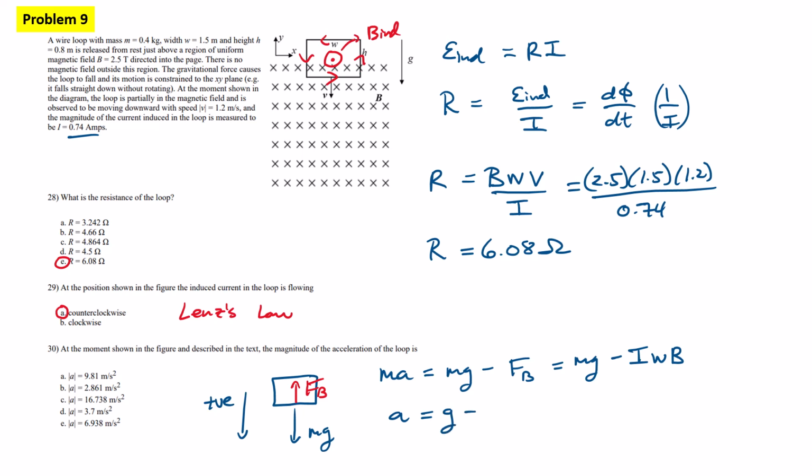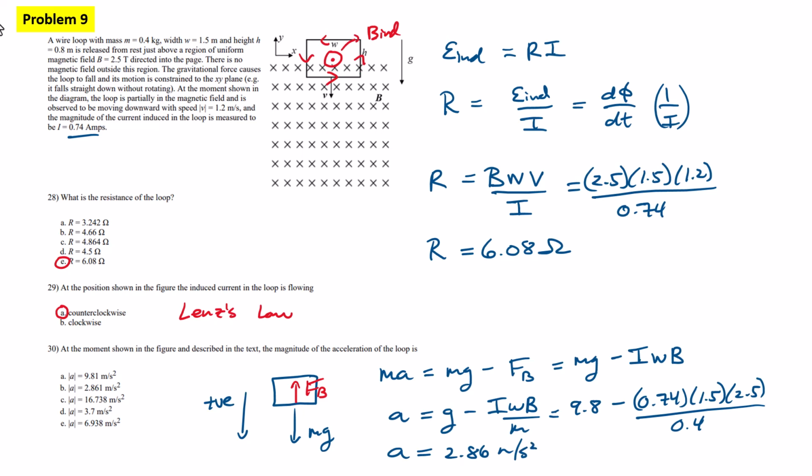You're left with 9.8 minus I W B divided by the mass. Just substitute in the numbers. 9.8 for the acceleration due to gravity. The current is 0.74. The width, again, was 1.5 meters. It is placed in a field of 2.5 Tesla, and that gets divided by the mass, which in this case is 0.4. Go ahead and substitute that. You should get something like 2.86 meters per second squared. All right, and that corresponds to choice B.